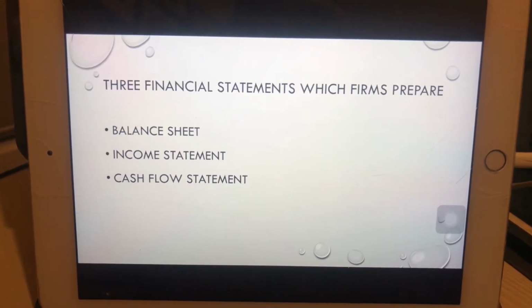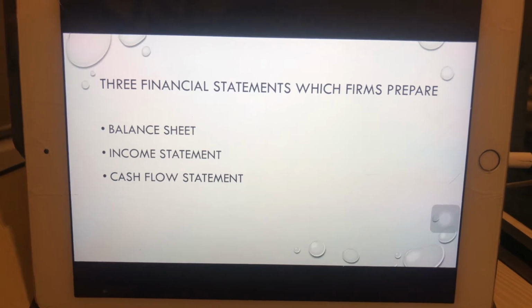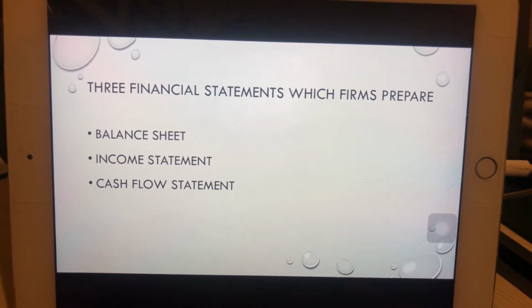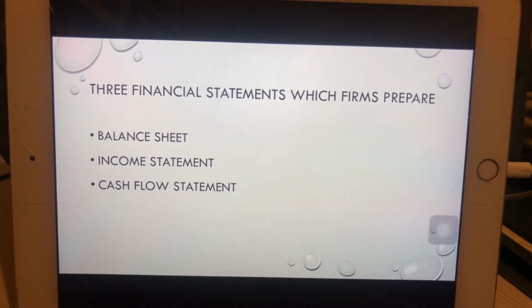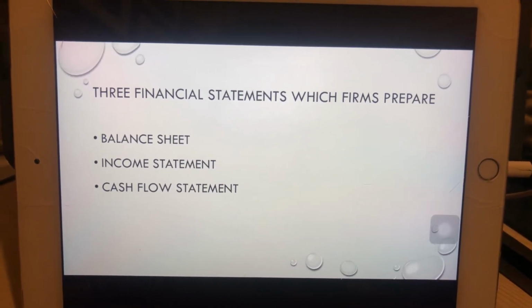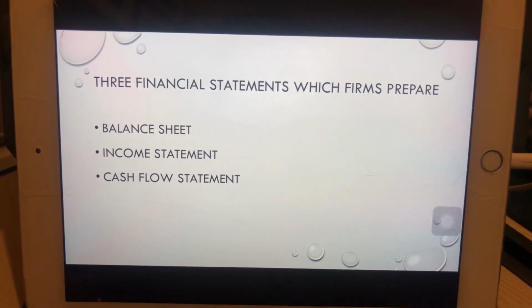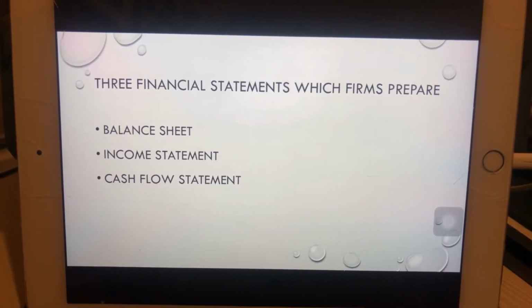Today, I am going to present my views on the issues in the cash flow statement. To understand this, we'll have to understand the basic things about that first. First of all, we'll see in the first slide three financial statements which the firm prepares are the balance sheet, income statement, and the cash flow statement. Let us explain them one by one.